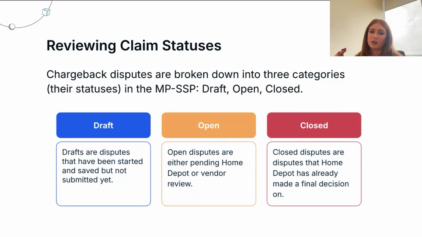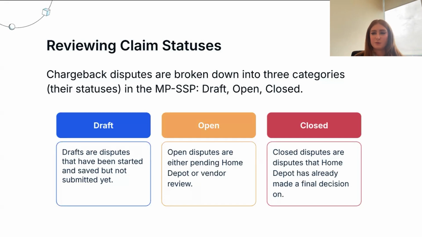And then your dispute package will either be in draft status. So this is, the dispute has not necessarily been started yet. Nothing's been submitted. And then your open status, this is when it's either pending Home Depot review or, like I mentioned, supplier action or vendor review, and then closed. So this closed status would happen after they've made their final decision on those chargeback disputes. Just something to keep in mind, this is kind of the process flow that Home Depot takes.